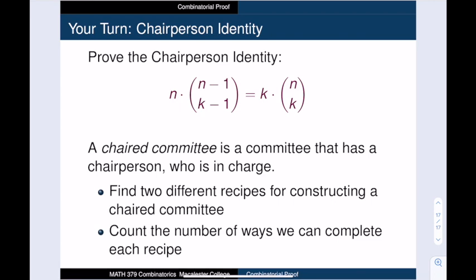So now it's your turn. Here is another classic combinatorial identity. Now if I just showed you this formula, it might be a little perplexing, but I'm going to tell you the name of this formula. This is called the chairperson identity. And I'll just remind you what a chaired committee is. A chaired committee is a collection of people, a committee that has a chairperson who's in charge of the committee. Keep that definition in mind, and then look at this left-hand side and this right-hand side, and try to figure out why this is called the chairperson identity. What task are we accomplishing? And what are the two different ways that we can accomplish that task? All right, good luck and have fun.